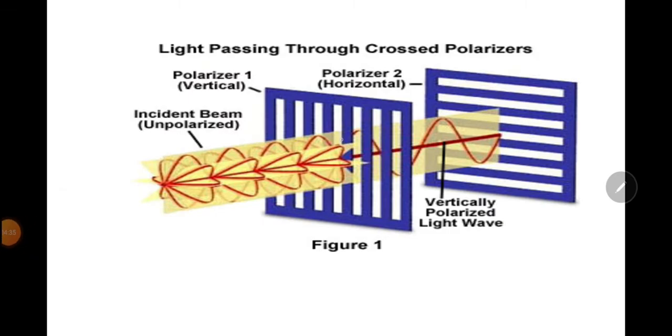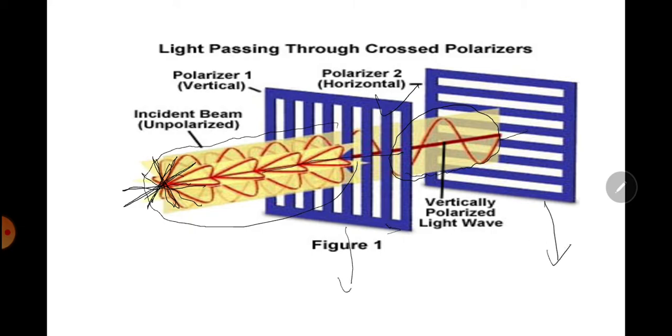Now if you look, this light ray has all planes of vibration, vibrating in this plane, this plane, this plane, and after passing through polarizer 1, this polarized glass, it is restricted to one particular plane and that is also blocked. This is called the analyzer. This is called the polarizer.